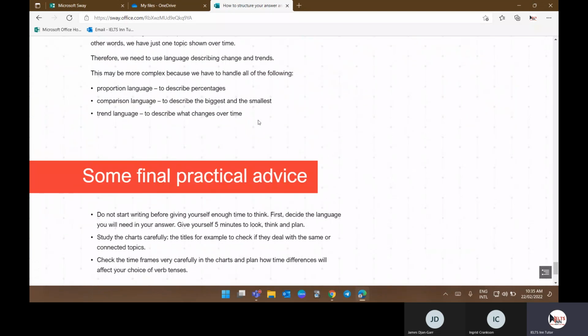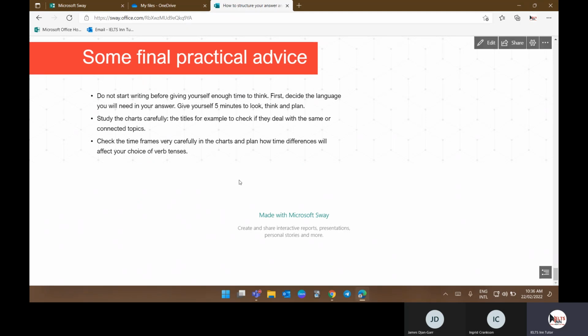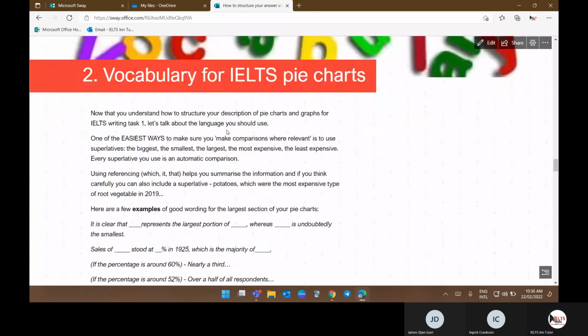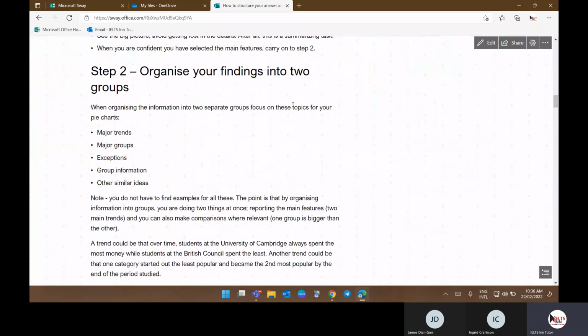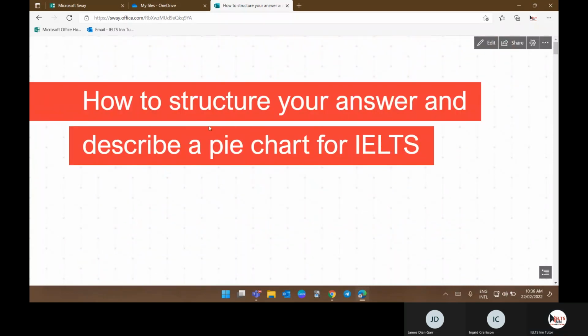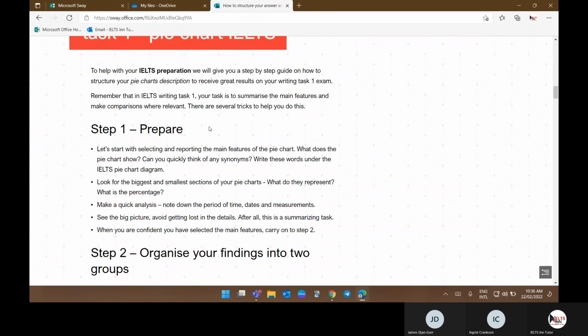Time frame and grammar are also very important. Your tenses and grammatical construction are also very important. So this brings us to the end of pie charts. Is there any question? The principle is the same as what you did for bar graph and the line graph. Pie chart is the same. Any question? No, please. Okay.